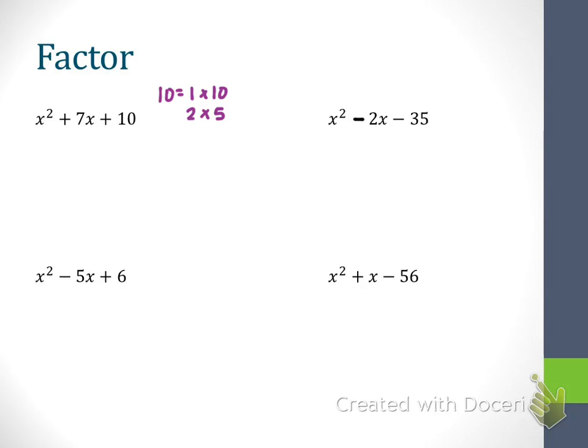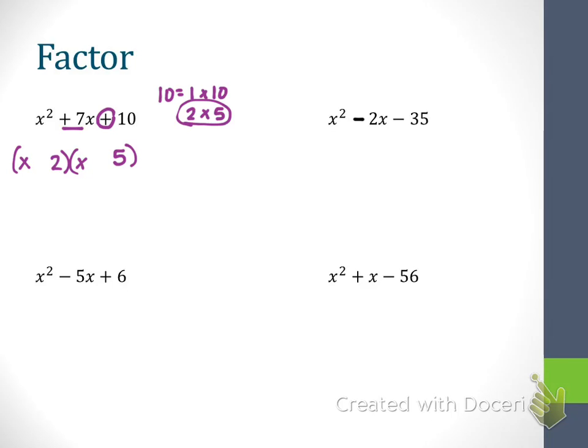Now, you ask yourself this. Let's look at the sign in front of C. It's plus. So which ones add to give me 7? 2 and 5. So I'm going to write X and X, 2 and 5.